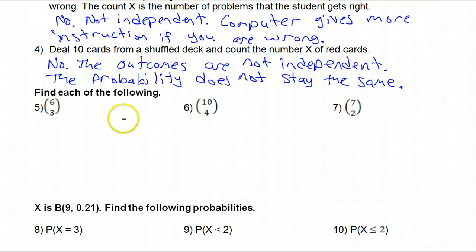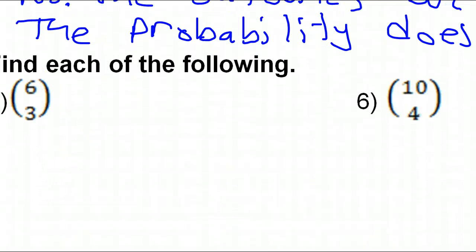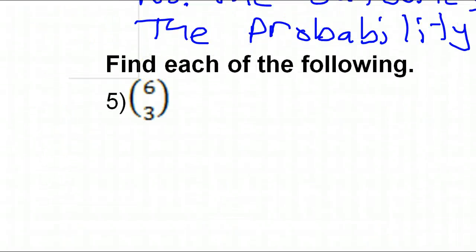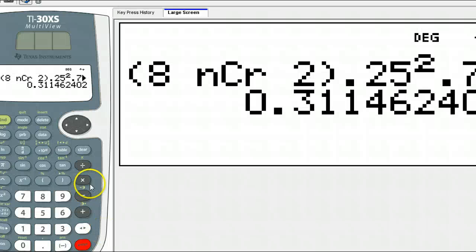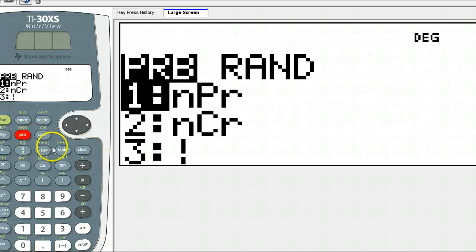Okay, let's move on. Find each of the following. Now, when you have 6 over 3 like this, let me zoom in a bit. When you have 6 over 3 like this, this means 6 choose 3. And this is a feature on your calculator. You will find it under the probability button.